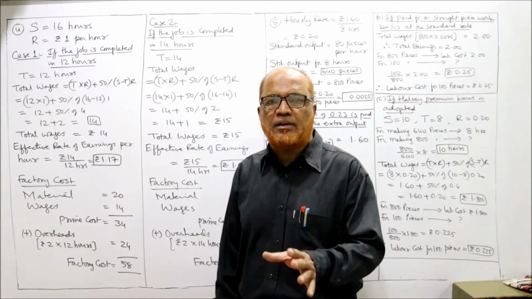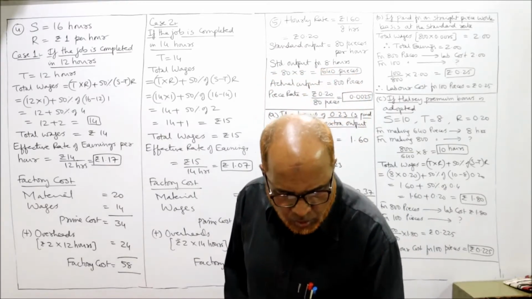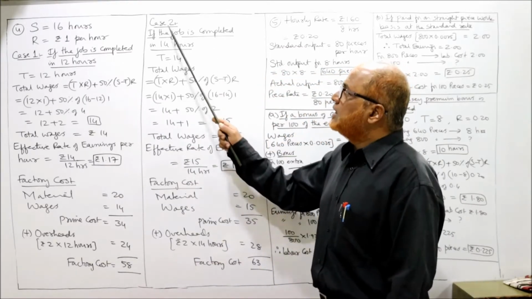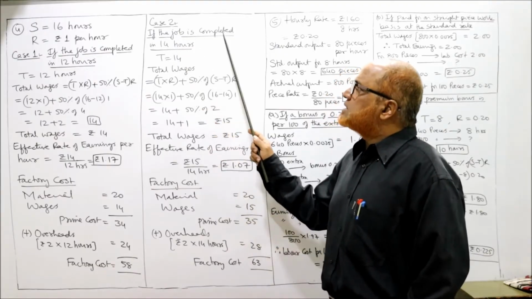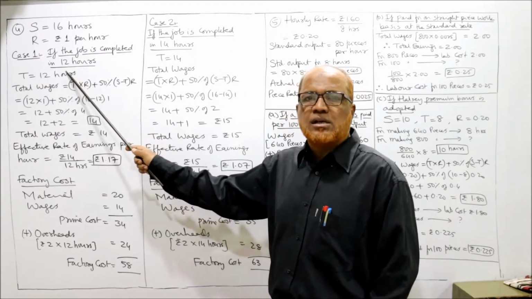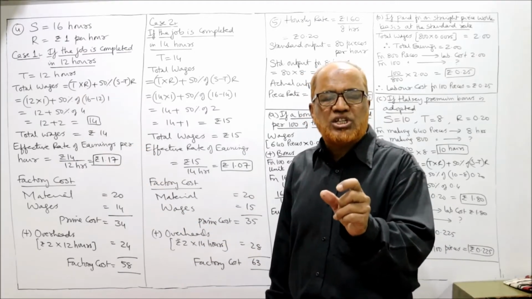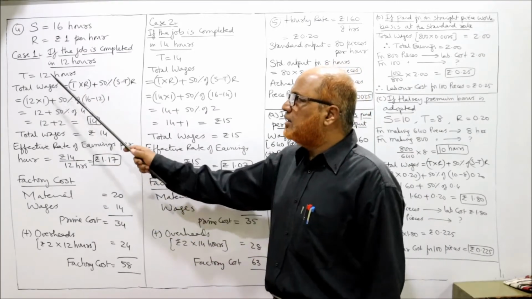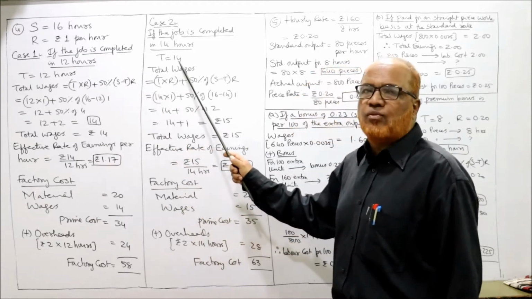First part we have completed. The second part is asking you to find out the second case. Case number 2: if the job is completed in 14 hours. First case, if the job is completed in 12 hours. Now we are changing the T value. Earlier T value was 12, now T value is 14.